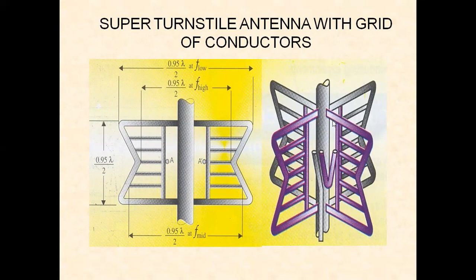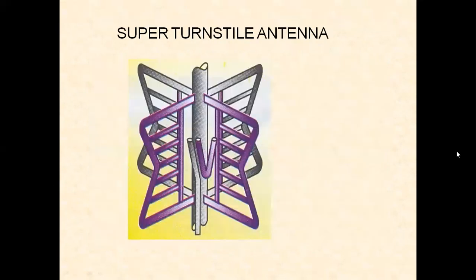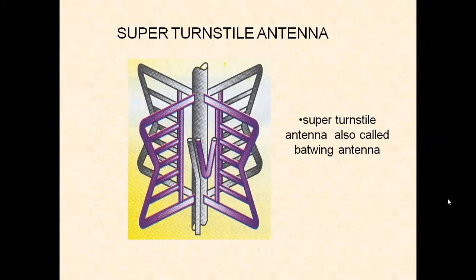So this is the structure, one structure perpendicular to the other, the second structure. So it can produce many directional radiation patterns. Here we are making use of grid type of conductors. It is a super turnstile antenna. So we have vertical dipoles and horizontal dipoles, spaced by lambda by 2. So it can be used as a super turnstile antenna to increase the gain of the antenna. The super turnstile antenna is sometimes also called a batwing antenna.